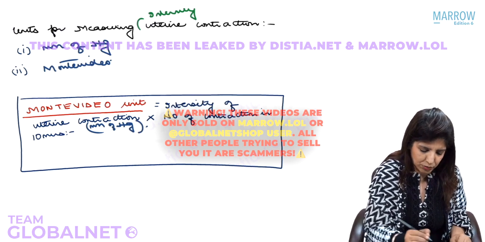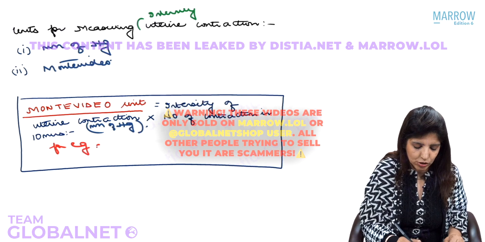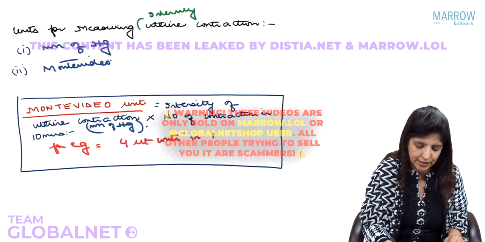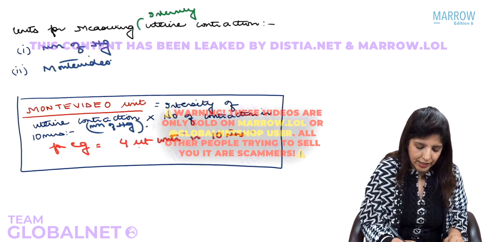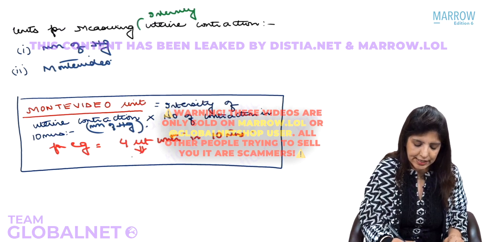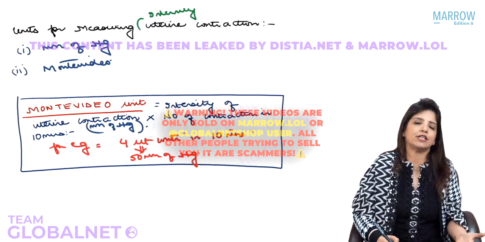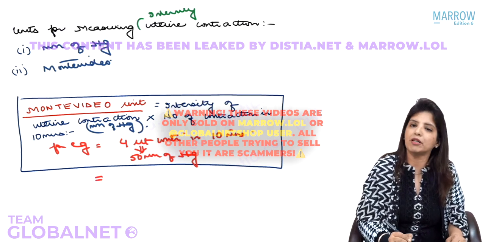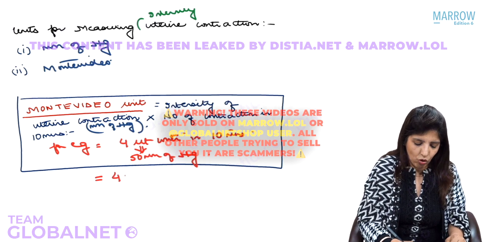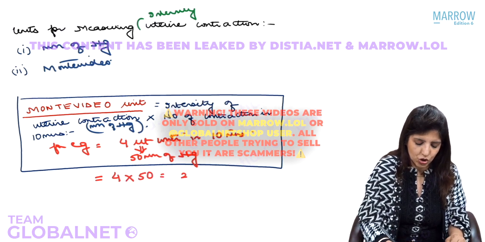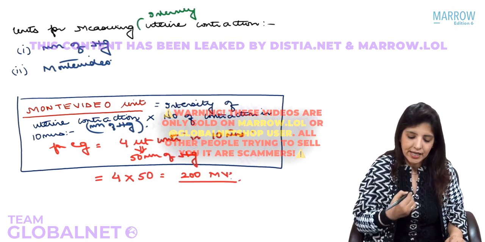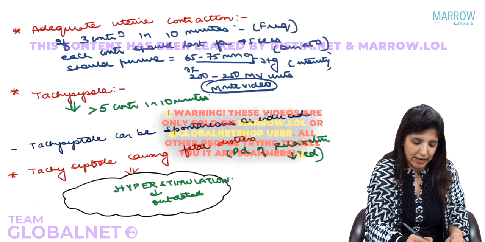So let us see this with an example. For example, if a female is having 4 uterine contractions in 10 minutes, and each uterine contraction's intensity is 50 millimeters of mercury, right? So each contraction's intensity is 50 millimeters. So what will be the Montevideo unit? It will be 4 multiplied by 50, which is 200 Montevideo units, right? Now the same thing I want you to apply here.